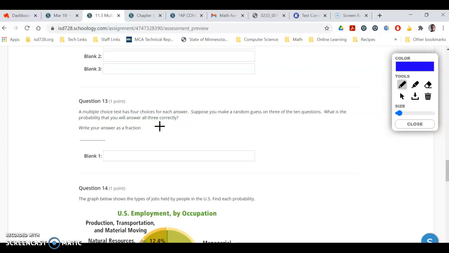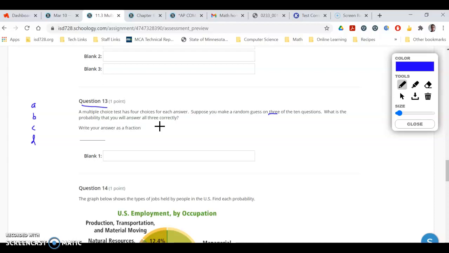All right, homework 11.3, question number 13. And we are doing multiple choice. We have A, B, C, D as our choices. And we don't know three of them, and we're just guessing.